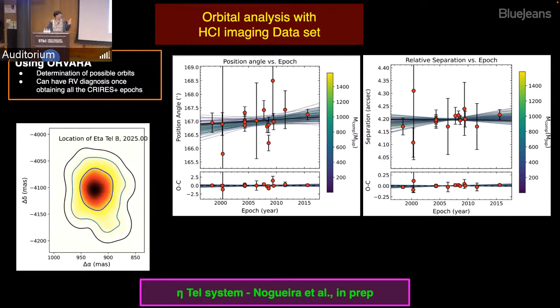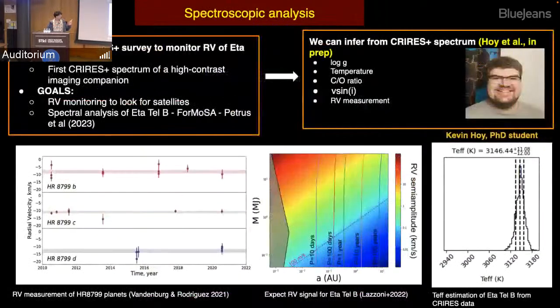Orvara also allows RV data, radial velocity data, which we don't have for Eta Tel B until the moment. But we have the RV data for queries pointing towards the companion, and we also have an ongoing survey with queries plus on the data that tells us that is the first radial velocity of a companion. So we are working on that also.